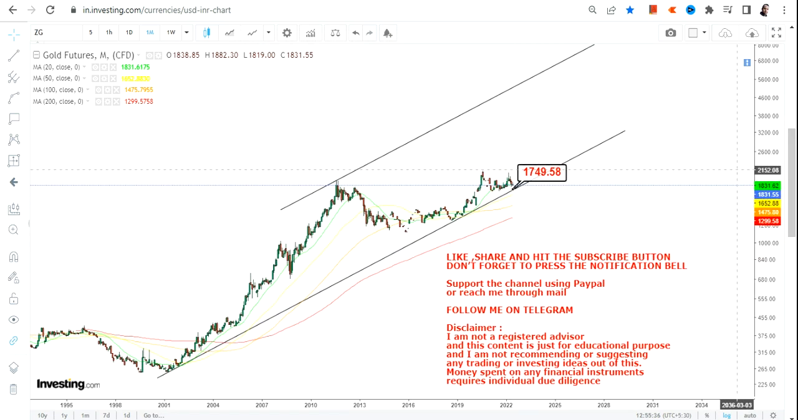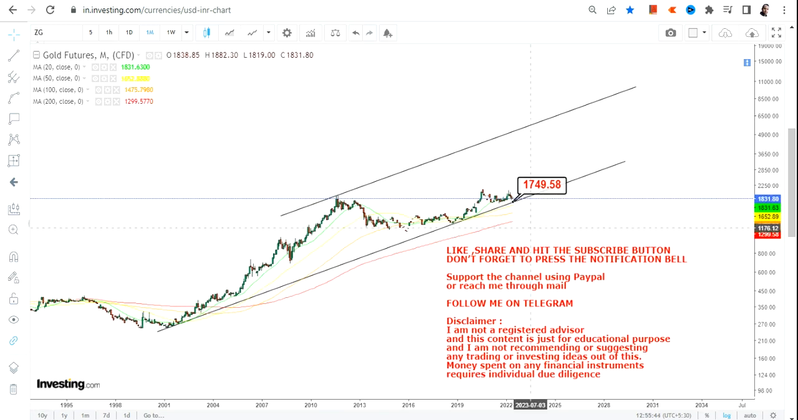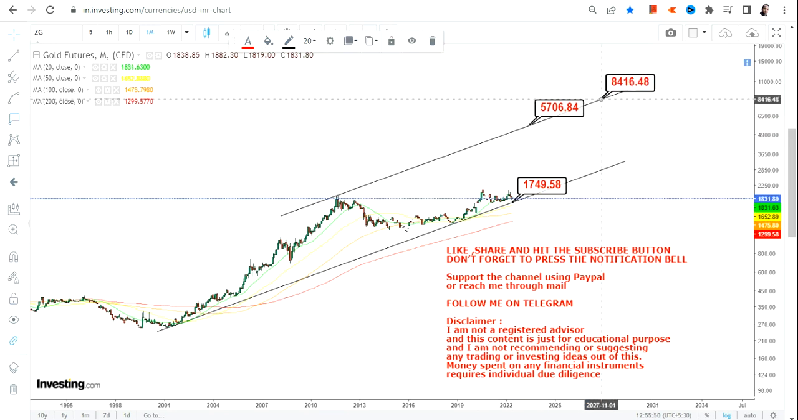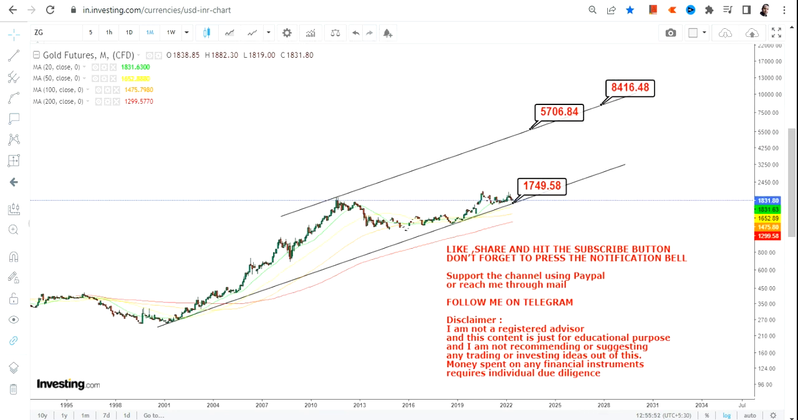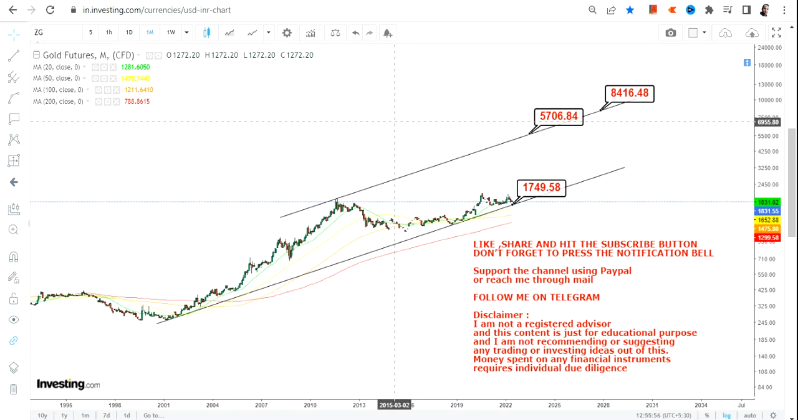That's what we need to make sure, that the price chart of gold futures is holding above 1750. And if it does so, in the long term, in the upcoming years, the big trend that we are looking at will be in between $5,000 and $8,000 on the upside. So this is what we are looking at as far as the big trend is concerned, and hopefully it has started.